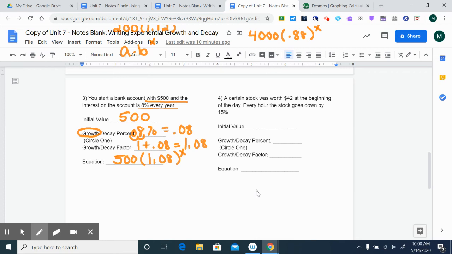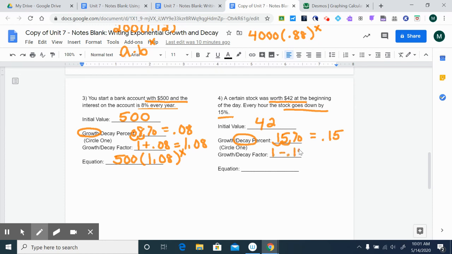And then last but not least, a certain stock is worth $42 at the beginning of the day. Every hour, the stock goes down 15%. So it starts off at 42. Since it's going down, it's going to be a decay. It's going down by 15%. When I scooch that over twice, I end up with a 0.15.